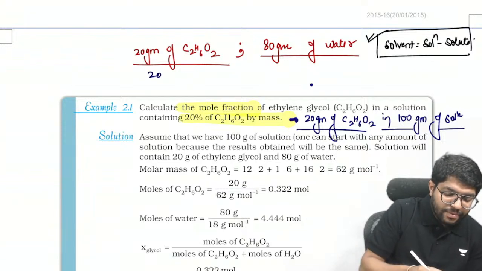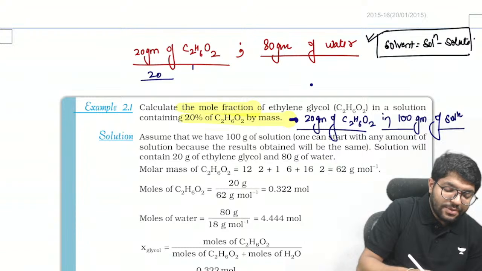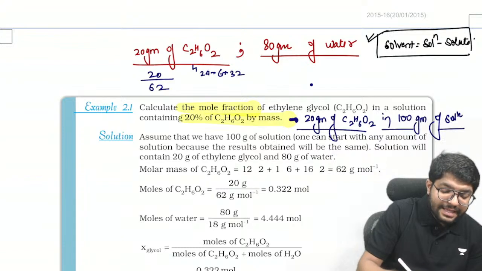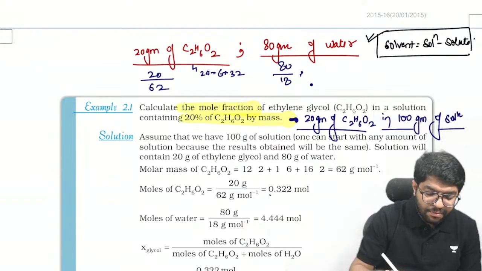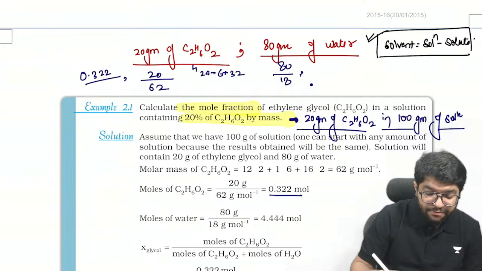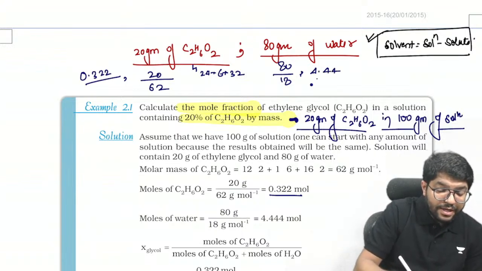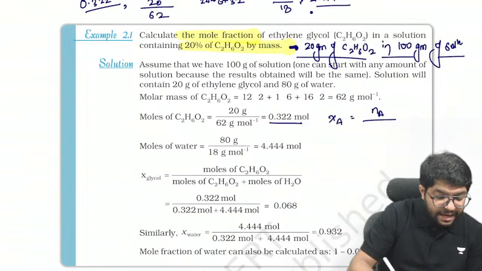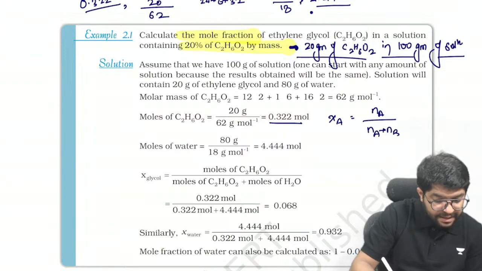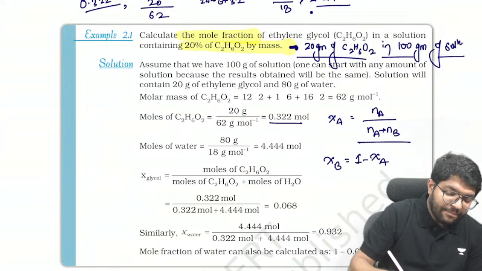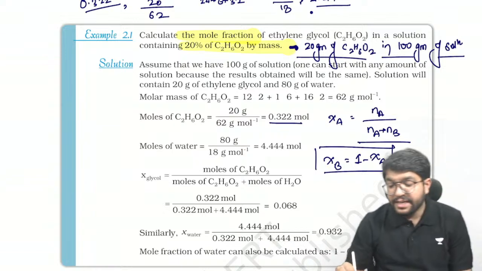Now, moles of C2H6O2 is 20 upon its molar mass, which is 24 plus 6 plus 32, 62. And then 80 upon 18 for water. We get the moles for each: here we get 0.322, and there we get 4.44. So what is the mole fraction? Chi A will be equal to Na upon Na plus Nb. Similarly, chi B is equal to 1 minus chi A. And there you can find the answer.